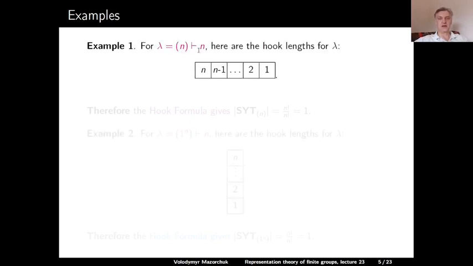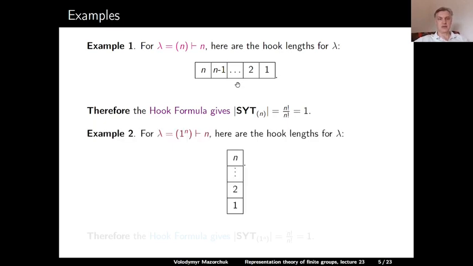Consider the partition n of n. This is just a one row partition, and in this picture, in each box, we write the length of the hook corresponding to this box. All hooks are just rows, so for this box, we have n boxes to the right, so the length is n. Here we have n minus 1, and so on. Therefore, the hook formula reads as follows. The cardinality of the set of standard Young tableaux corresponding to the partition n equals n factorial divided by the product n, n minus 1, n minus 2, and so on, which is also n factorial, and this gives us 1. And we know that there is exactly one standard Young tableau of this shape.